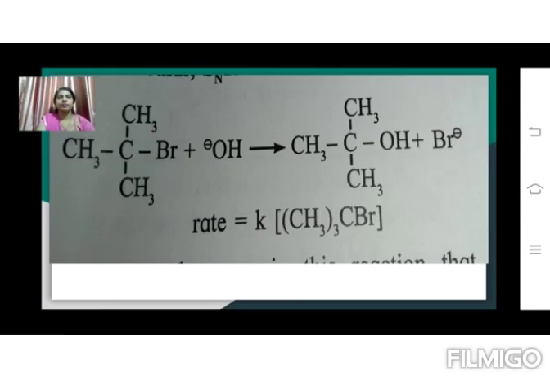Let us see the reaction. Here I have the reaction, where you can see that the tertiary butyl bromide group is there. The attack of the nucleophile reacts with it, and in the product we have the formation of the alcohol. And the Br group comes out as the leaving group. The kinetics of the reaction depends only on the concentration of the tertiary butyl bromide. Hence, it follows first order kinetics, and therefore it is called the unimolecular nucleophilic substitution reaction, depending on only one concentration, that of tertiary butyl bromide.